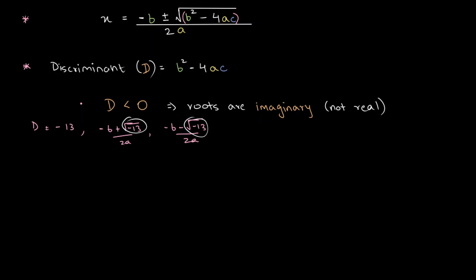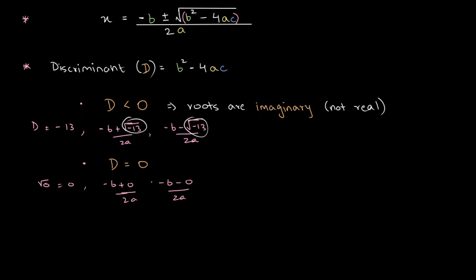The second condition is when D is equal to 0. Understand the square root of 0 is 0. So in that situation, when I put 0 over here, my two roots, the two values of x, are minus b plus 0 upon 2a, and the second is minus b minus 0 upon 2a.